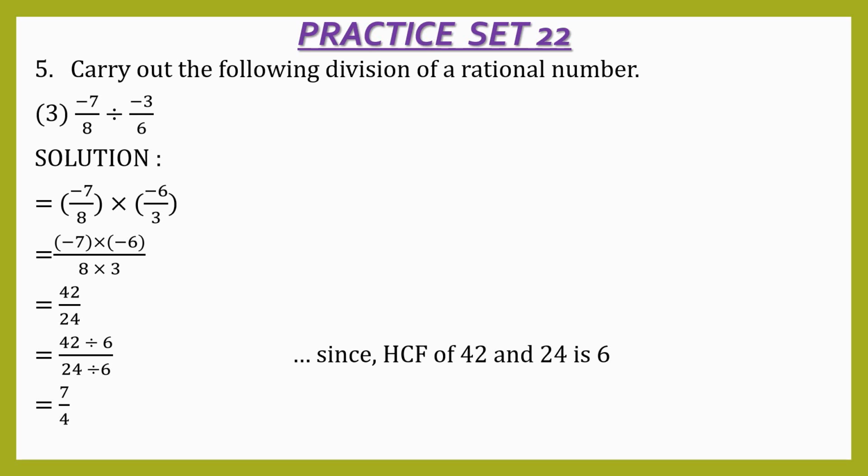So minus and minus will become plus. 7 multiplied by 6 is 42. 8 multiplied by 3 is 24. Again, as you can see, both the numerator and denominator can be reduced. So in order to reduce it, we are going to take the HCF of 42 and 24, which is 6. So you will have 42 divided by 6 upon 24 divided by 6, which will be equal to 7 upon 4. So your final answer is minus 7 upon 8 divided by minus 3 upon 6 is equal to 7 upon 4.